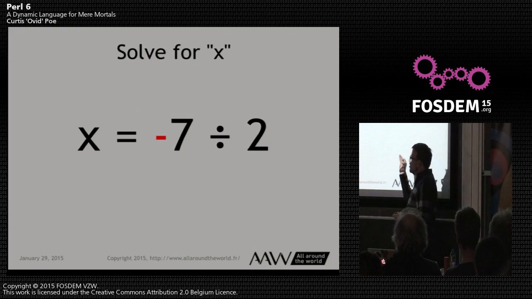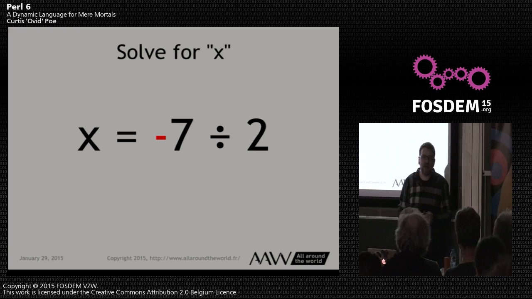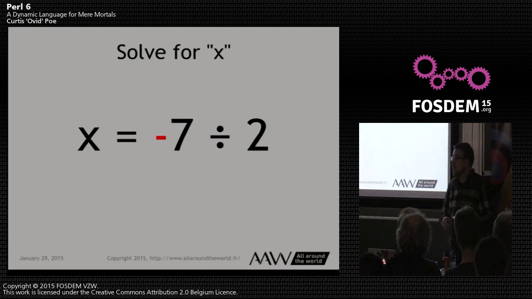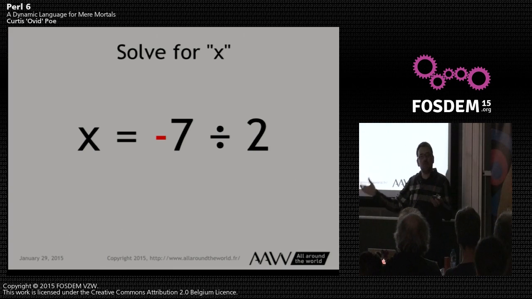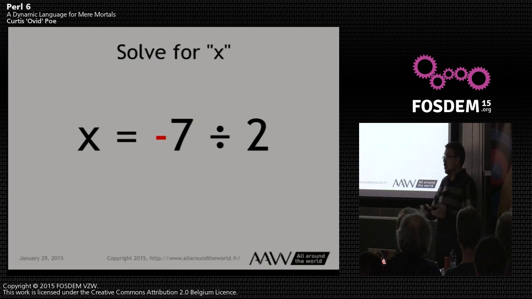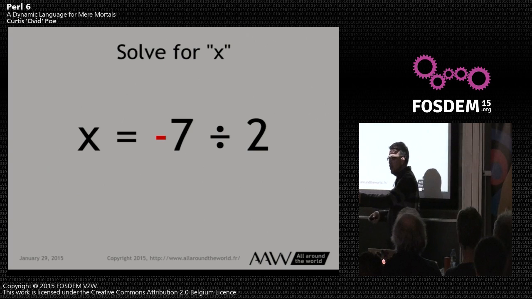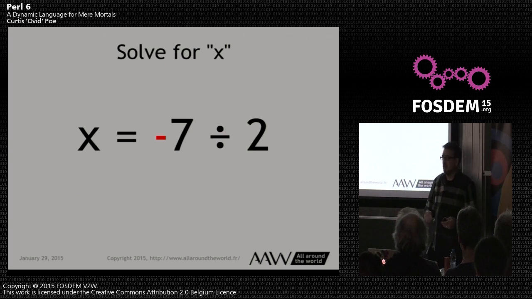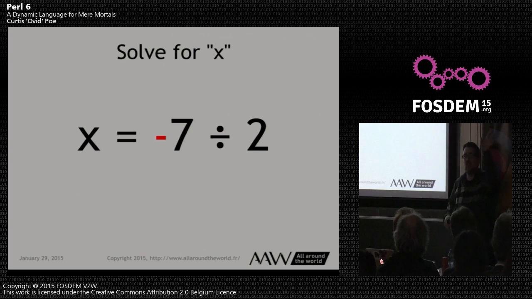You know 7 divided by 2 in integer math gives you 3. What does negative 7 divided by 2 give you? If you know the answer, don't call it out. If you don't know the answer, use your intuition. What should it give you? Minus 3? Minus 4? Minus 3.5. So who here thinks minus 3 for integer math?